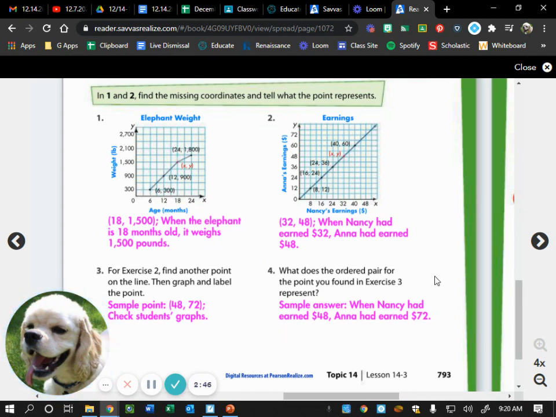Okay. Then we have number 4. What does the ordered pair for the point you found in exercise 3 represent? So looking at number 3, that ordered pair, what does that represent? So in my book, since they wrote 4872, that's the point they picked, the 48 represents how much Nancy had earned, and the 72 represents how much money Anna had earned. So you would have said, whatever your x coordinate is, that's what Nancy had earned, and whatever your y coordinate was, that's how much Anna had earned. Questions on number 4. Could you just say Nancy earned 48, Anna earned 72? Yep, that's what I just said. All right. Any other questions?